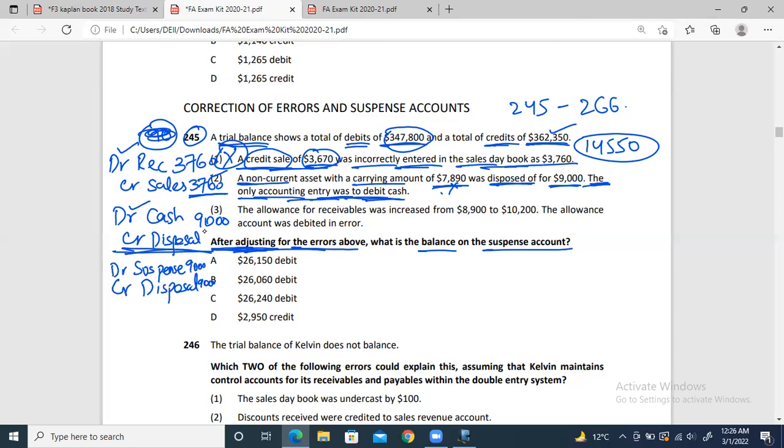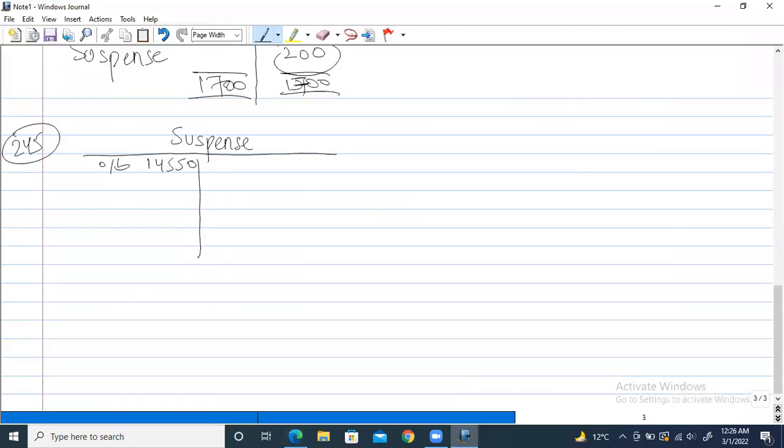This is the requirement after adjusting for the errors. So the first did not require, the second, yes, it's requiring. So we'll debit suspense by 9,000. This is error 2.